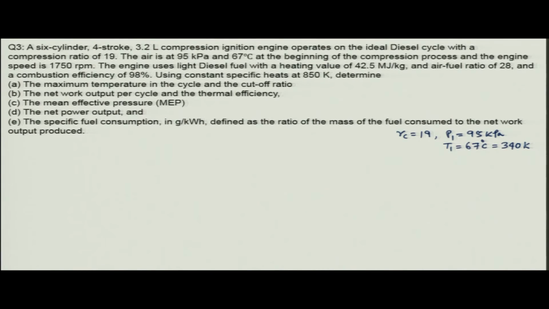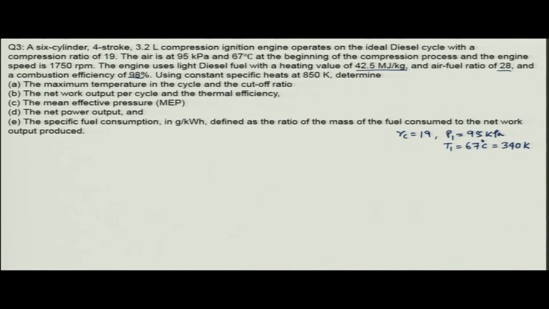So, the engine uses light diesel with a heating value that is given as 42.5 megajoule per kg, and air fuel ratio is also given, that is 28, and the combustion efficiency is given as 98%. So, this problem will be slightly different from the previous problems. Now, using constant specific heats at 850 Kelvin.